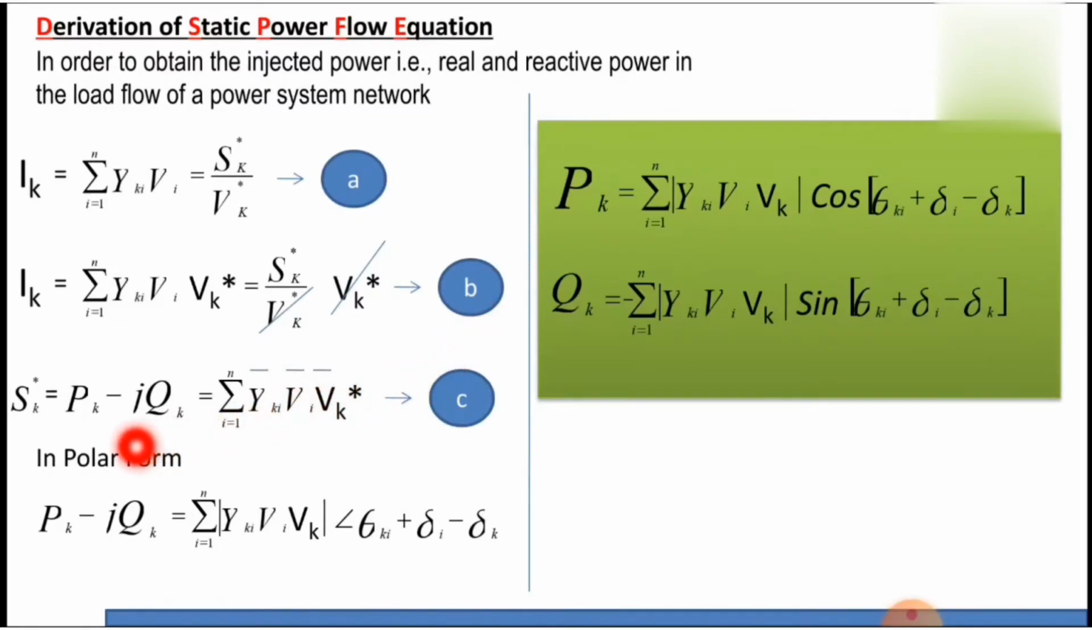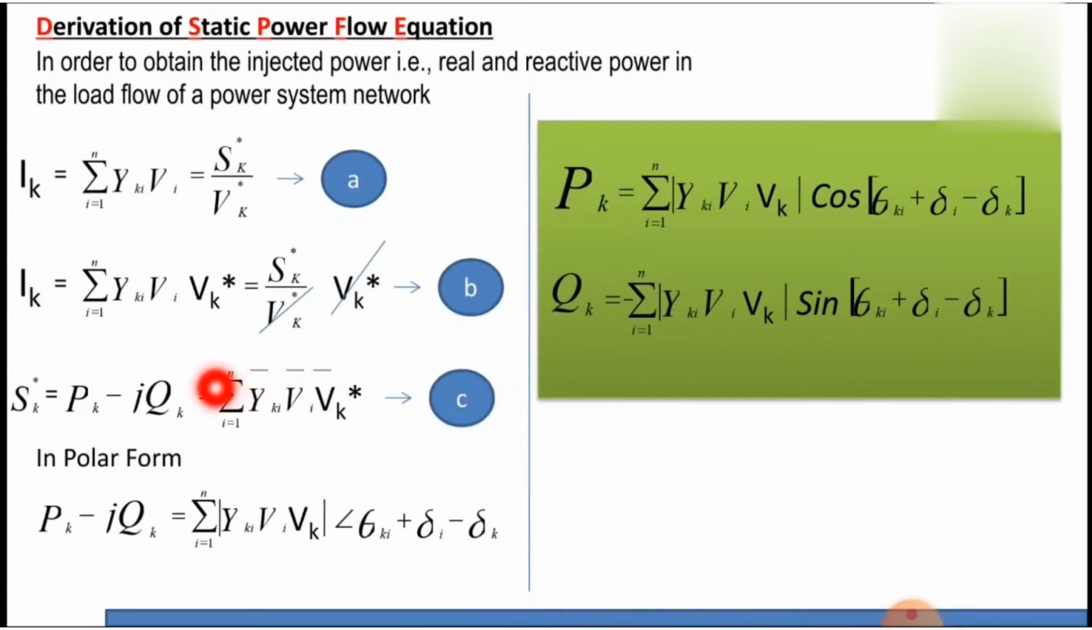Then after this one I am represented as, that is the Sk conjugate is equal to Pk minus jQk, that is of the remaining term, that value is sigma i is equal to 1 to n Yki Vi into the Vk conjugate, the vector of Yki, the Vi vector, the Vk conjugate vector quantity. This is the equation number C.